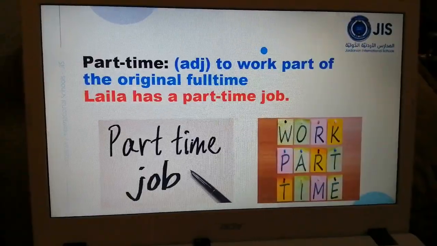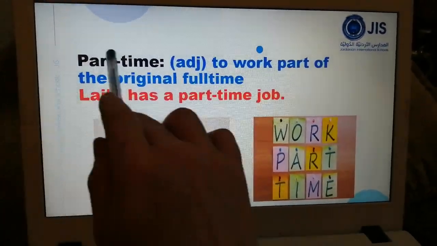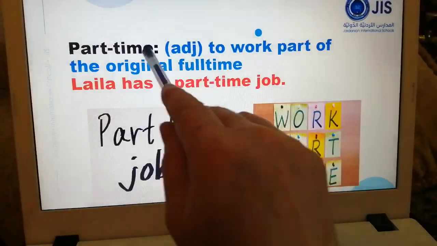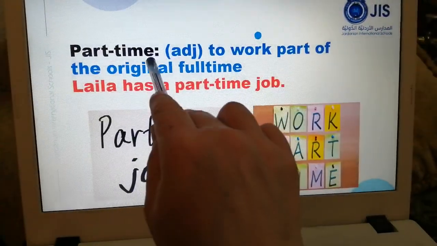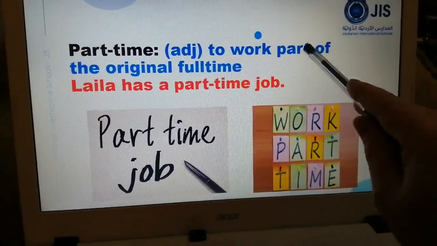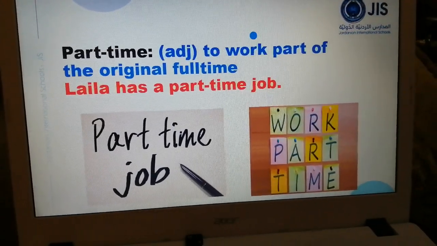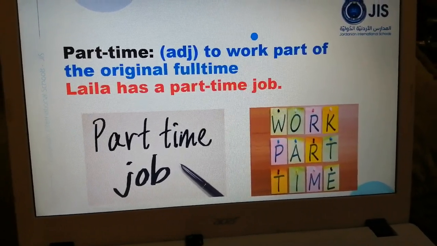Part-time, a hyphenated compound word. Part by itself has its own meaning, time by itself has its own meaning, but when I put them together, part-time, they make a new compound word with a new meaning, which is to work part of the original full-time, and it's an adjective.